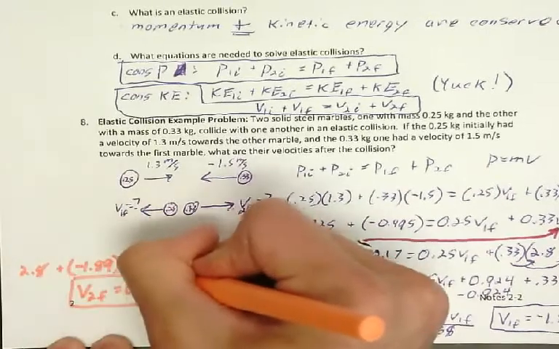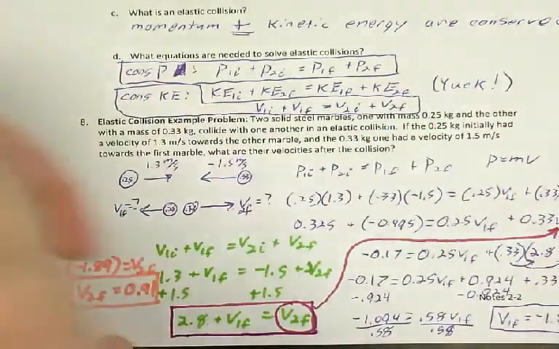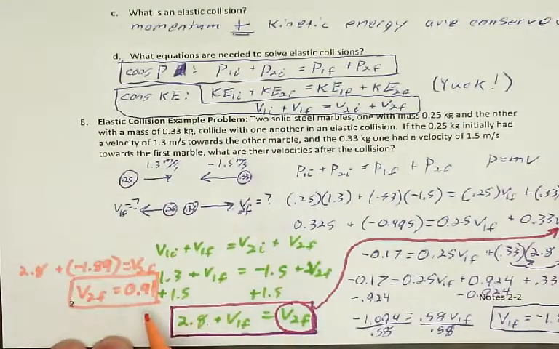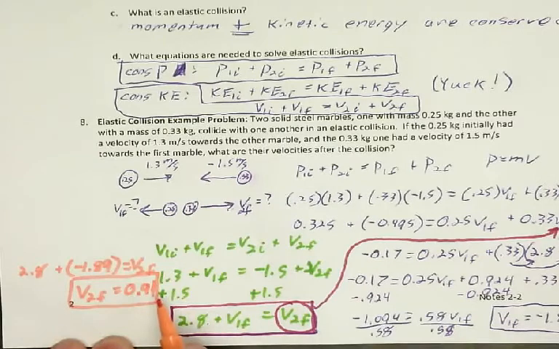And does that number make sense? Well, it was going negative. It should be positive now. It is. It was going faster. It should now be going slower, and it is. Okay? These problems are very logical.